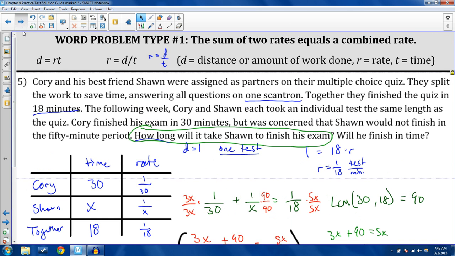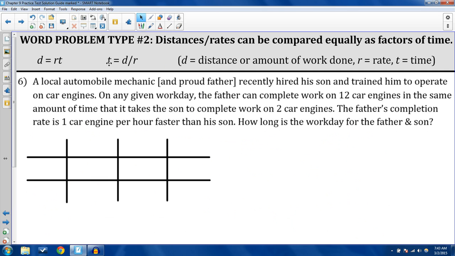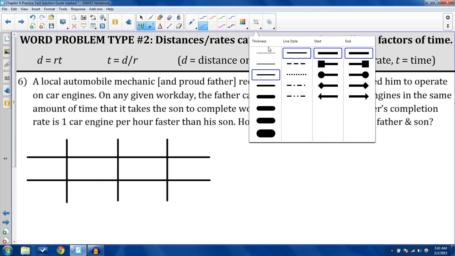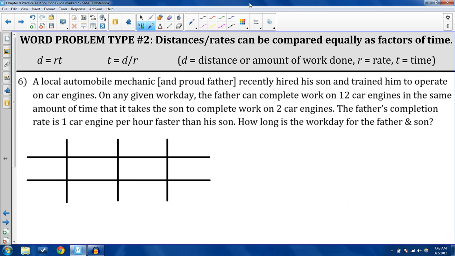Final problem. Number 6, a local automobile mechanic. Oh, let me talk about the word problem, type number 2. We're going to be looking at something where they do different work at a different rate. They can complete so many things, but the same amount of time is going to be super important. We can say that the time it takes this one guy to do his thing is going to be the same amount of time it takes the other guy to do this thing.